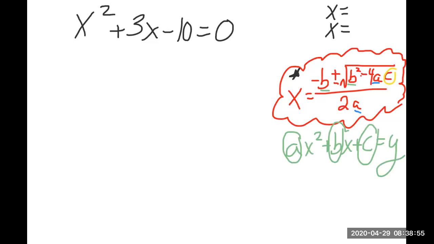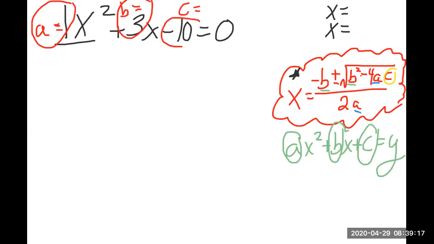The most important thing to remember before you start this for A is that if there's no number here in front of the x squared, this is the same thing as saying 1x squared, since 1 times anything is itself. Now we have a number for A. A is going to be 1. We have a number for B. It's 3. And we have a number for C, and it's negative 10. If you have a minus sign, you have to make sure to include it or you'll get the wrong answer.